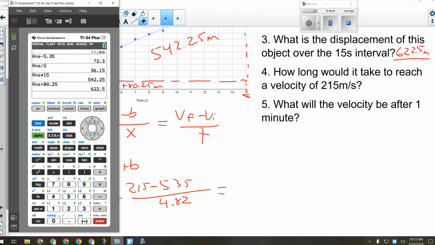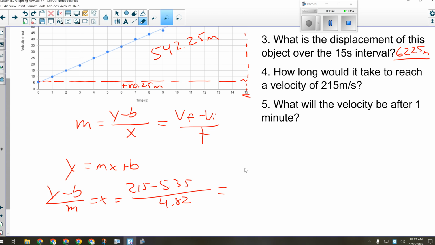All right, so 215 minus 5.35, not 535, 5.35. Hit the enter button so that one's done first. Now divide it by 4.82, or I could have done it in brackets either way. Okay, so that's going to take 43.5 seconds. Everybody all right with what I did there?